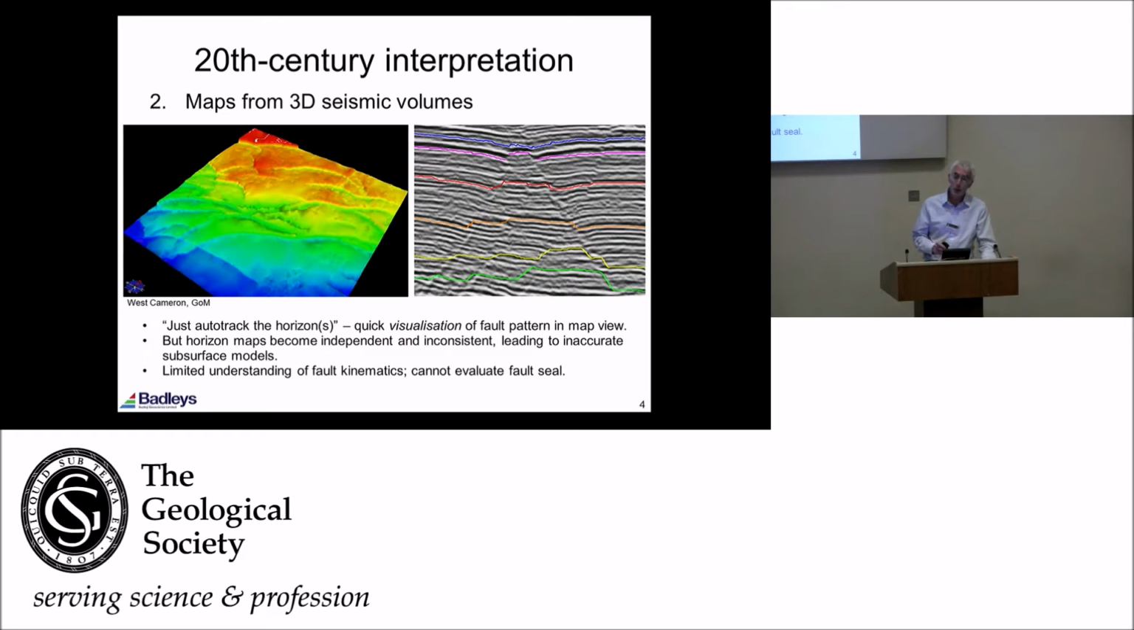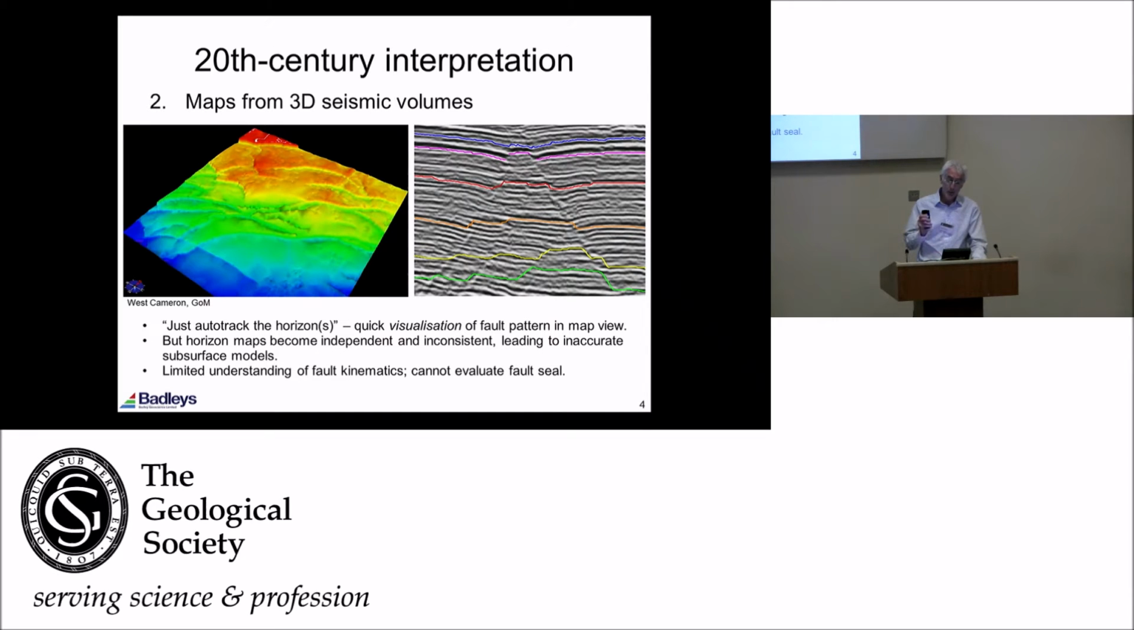But as soon as you start looking in detail at how the auto-tracking behaves at multiple horizons, you can see there's a great deal of inconsistency in the detail. And if you look at the fault patterns, you can't readily relate all the faults at different horizons to one another. So this is very challenging if you're doing anything specific with the faults, like restoration, understanding the kinematics and history, or trying to understand the fault seal. So a step forward, but it's not a final answer.